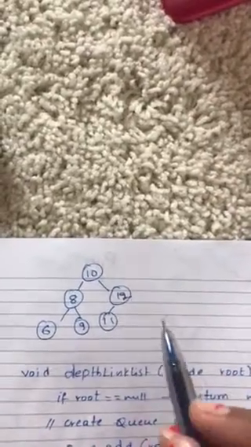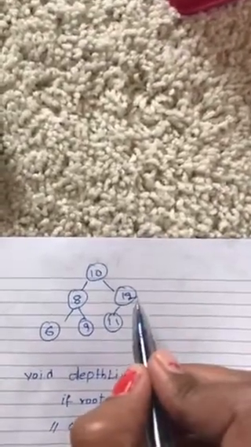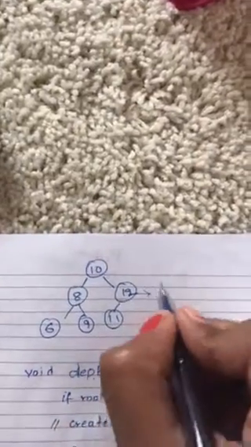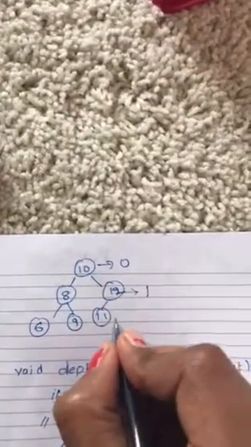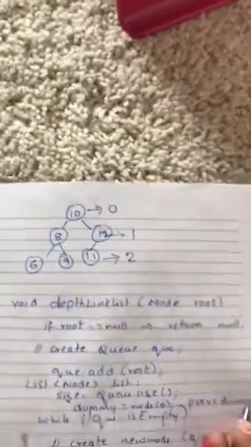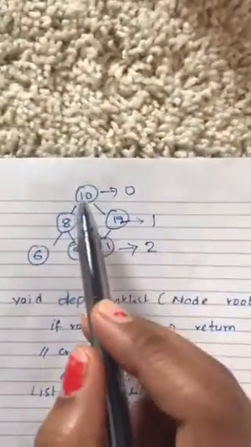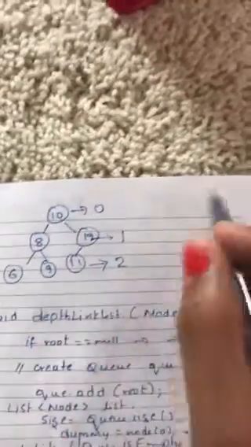And the depth will be calculated as, for example, the depth of this one will be calculated as the number of edges between the current node and the root node. So the number of edges is 1, so it is at depth 1, and this one is at depth 0, and this at depth 2. So here I have to create a linked list with the nodes at each depth.